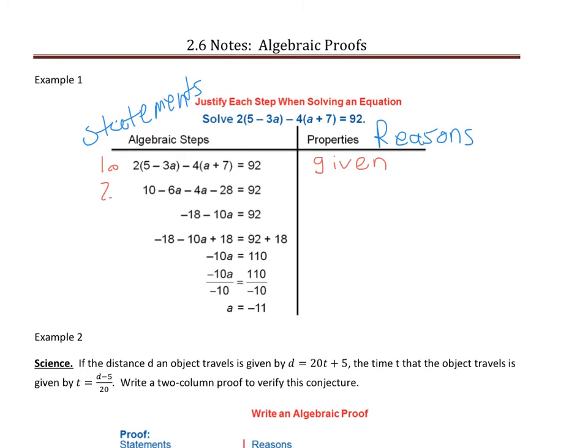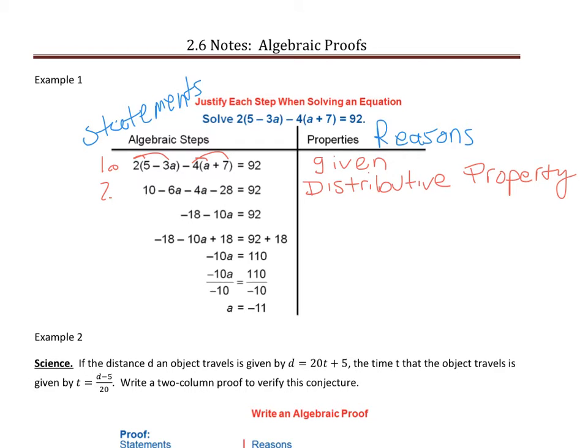So what's happened here between row 1 and row 2? Hopefully you can see that the distributive property has been applied to eliminate those parentheses. So we would just simply list that as a reason, distributive property. And it's really the distributive property of equality, but I'm okay if you just write distributive property.